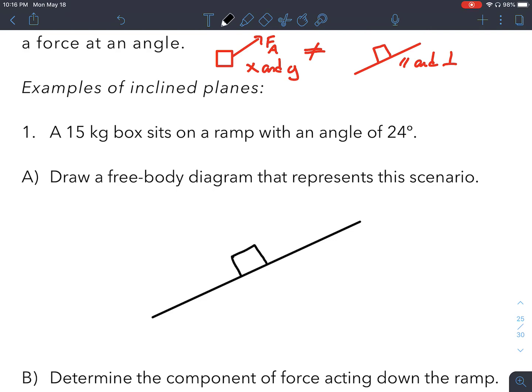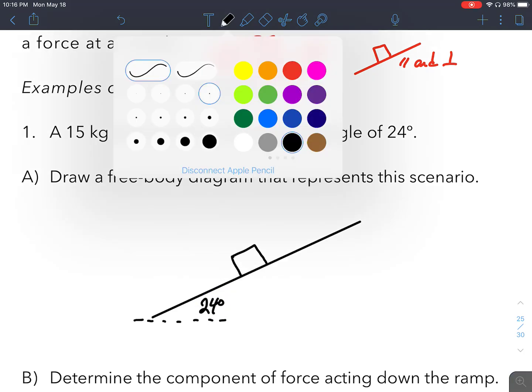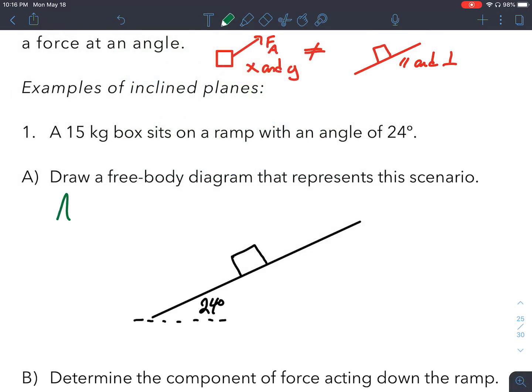I'm going to put our box there. If you want, you can draw a dotted line here and say, there's my angle, that's equal to 24 degrees. That's totally cool. You don't even have to put the angle. You can literally just put the 24 degrees in the corner there. That's totally fine. Now, the two things that always exist are F perpendicular and F parallel.